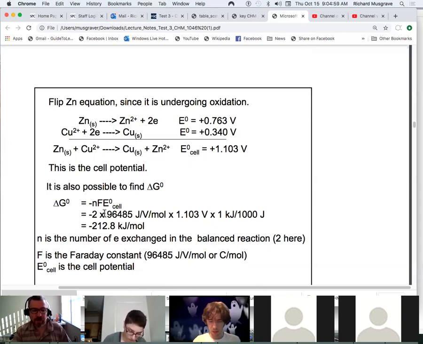F is a constant. It's called the Faraday constant, and it has the value 96485 joules per volt per mole. You don't have to memorize that. I always give you that value. And if I wanted the delta G value here, it would be -2 times 96485 times 1.103 volts cell voltage. Then I can convert that into kilojoules, and I would end up with a delta G value here. You'll notice it's negative. That means that the process is spontaneous and always will be spontaneous as long as the E0 cell is a positive value.